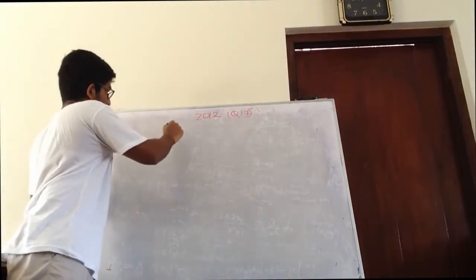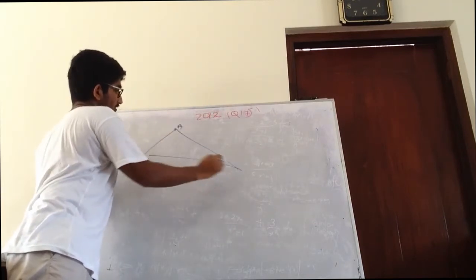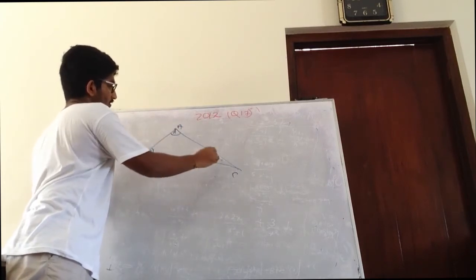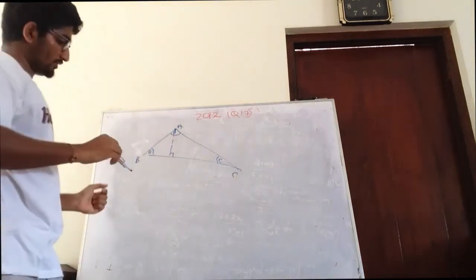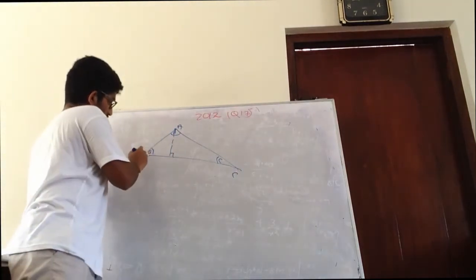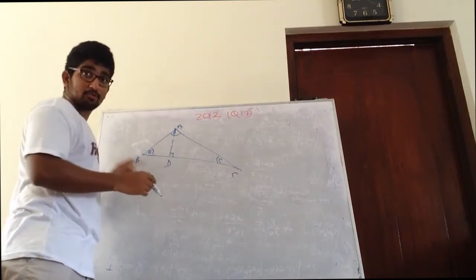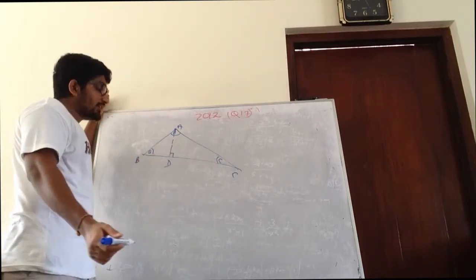So I'm going to take a triangle ABC. This is going to be A, this is going to be B, this is going to be C. So I'm going to draw a normal here. I'm going to name this as AD. So can I write AD in terms of what?